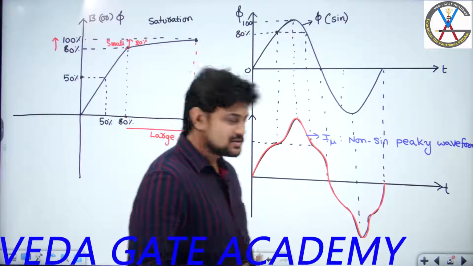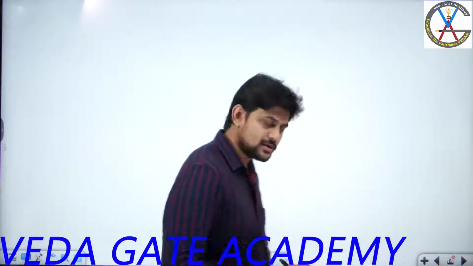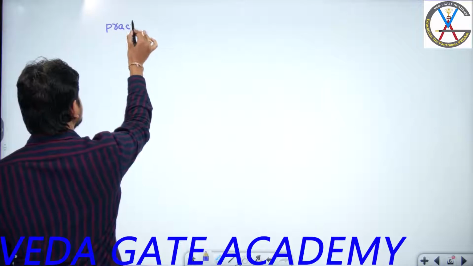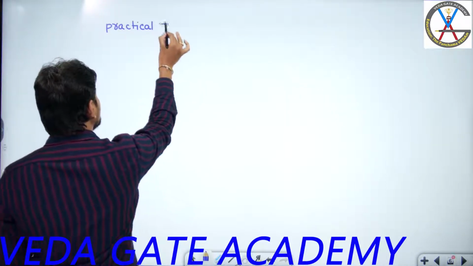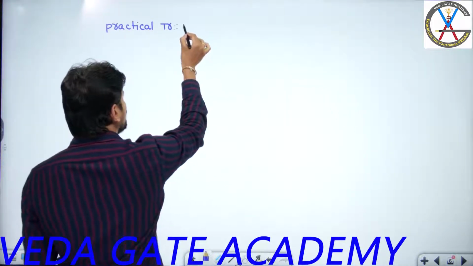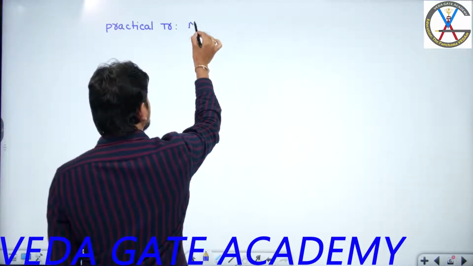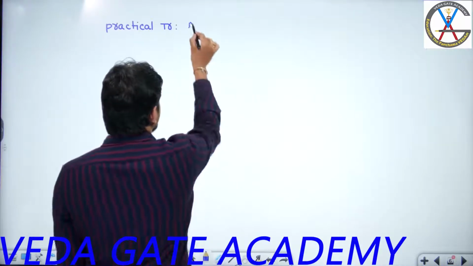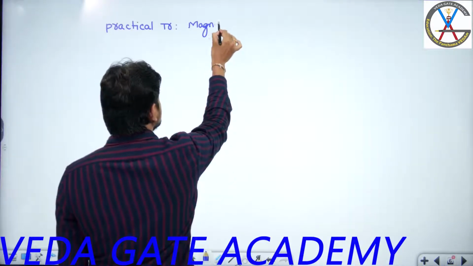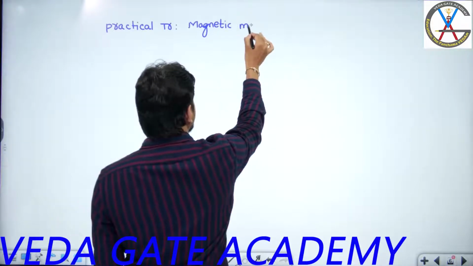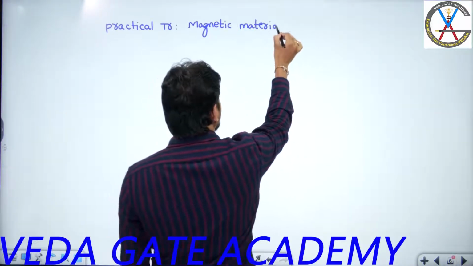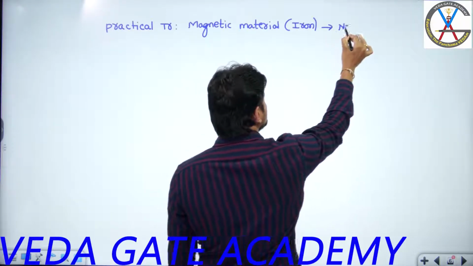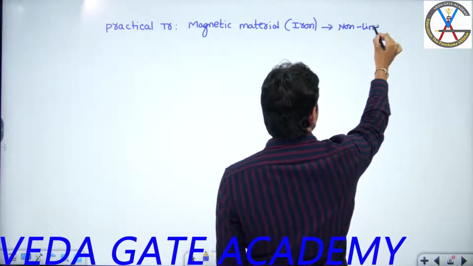Right. Once you understand this point, let me try to write that point. Suppose you are taking a practical transformer, whose core is designed with a magnetic material like iron. So the machine becomes, is it a non-linear machine or a linear machine? It is a non-linear machine.